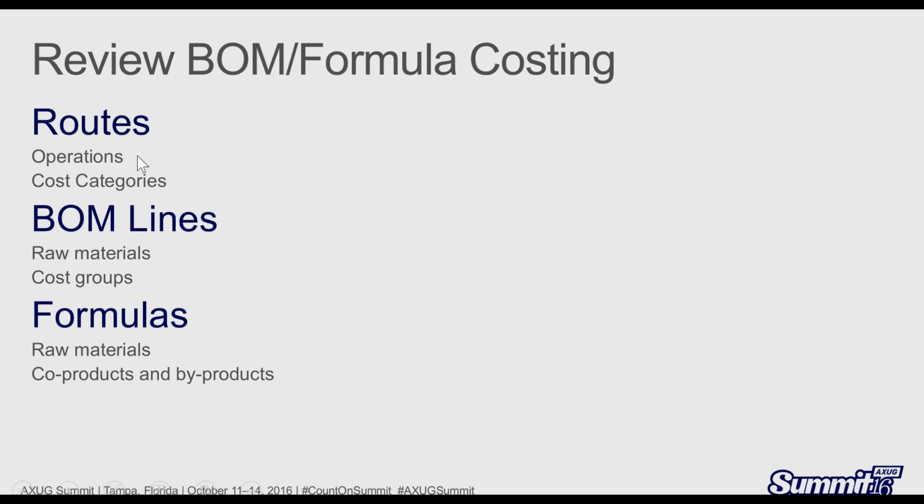But the cost categories is how the labor is going to be applied. And again, if you're not using a cost sheet, then it's going to be combined in that labor item using the cost category for the operation. As far as the BOM lines go, of course, we've got the raw materials. We can also have other sub-assemblies on the BOM lines.